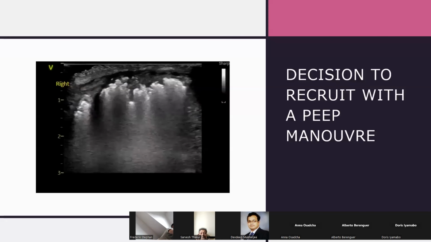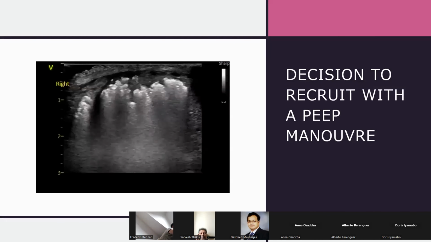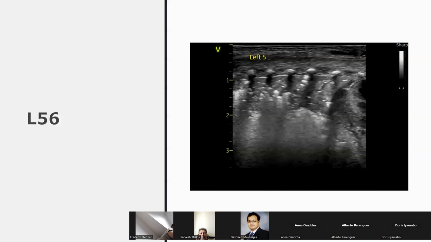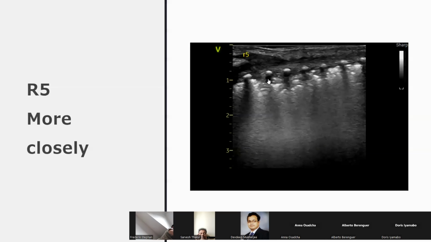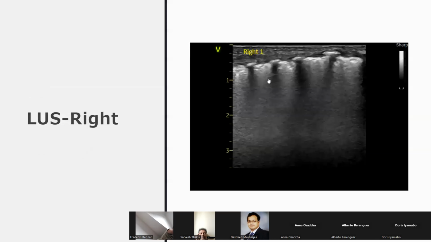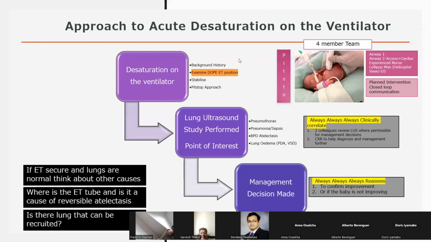Any questions so far? So just going back to our structured protocol, what we've done in this particular case is we've had a baby who's desaturating on the ventilator, with deteriorating gases. We've made sure that we've clinically done DOPE. We've prepared for the fact that we may well have a pneumothorax. We've looked at all the clinical signs, transilluminated.